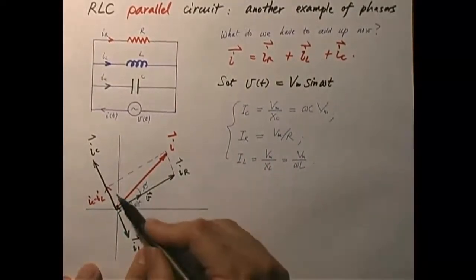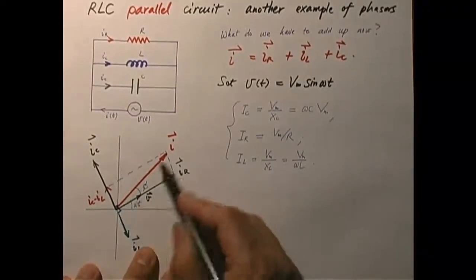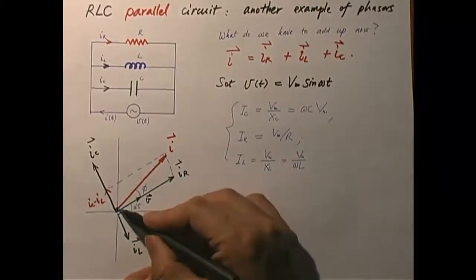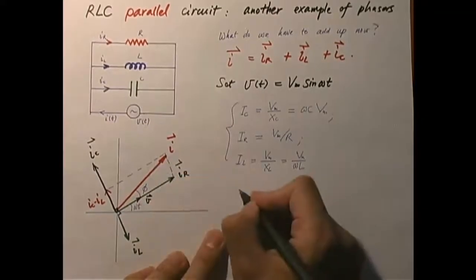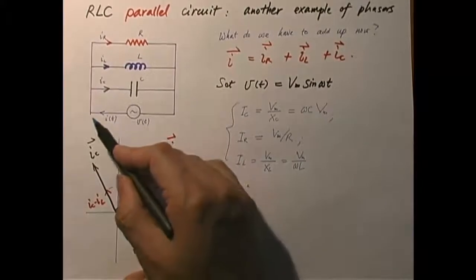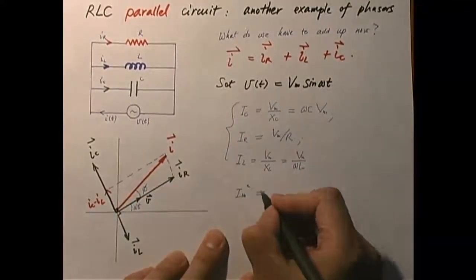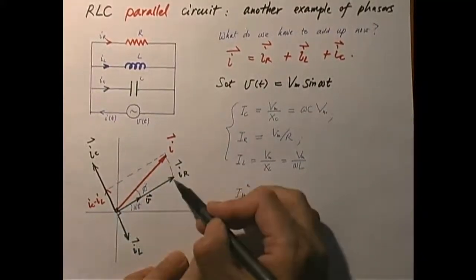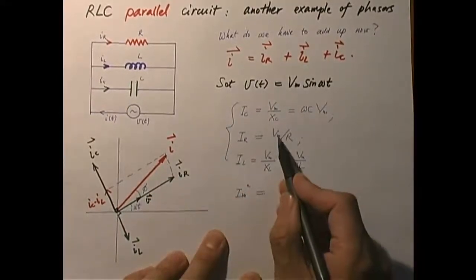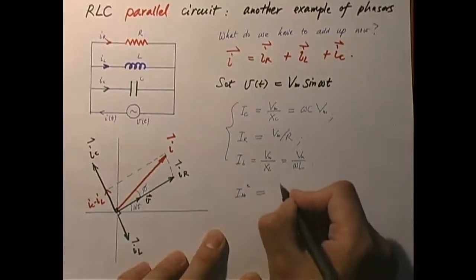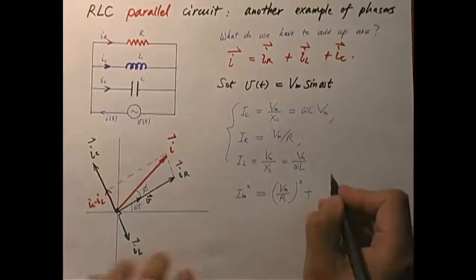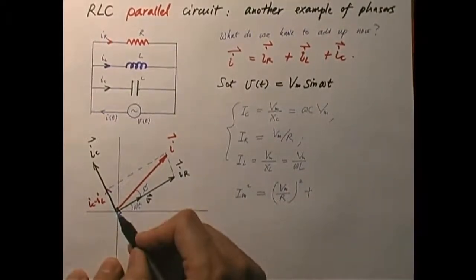All right. Now, I'm going to apply the Pythagorean theorem for this right angle triangle. So I have the amplitude squared for this vector. That is I maximum squared, right? I maximum is the amplitude of the resulting current, and it equals this thing squared plus that thing squared. What is the magnitude of this one right here? V maximum over R. You square it, plus that amplitude squared.